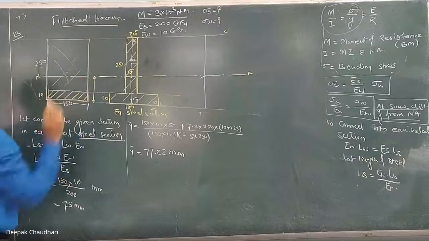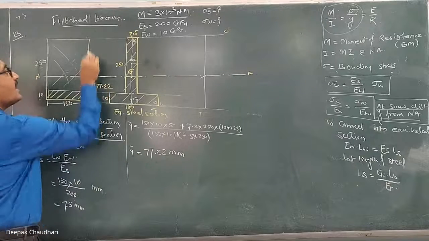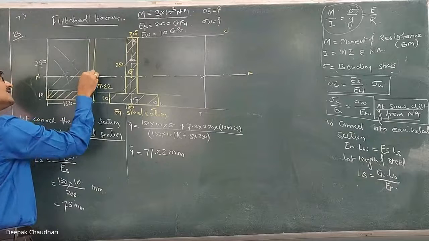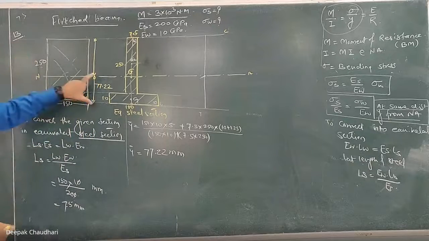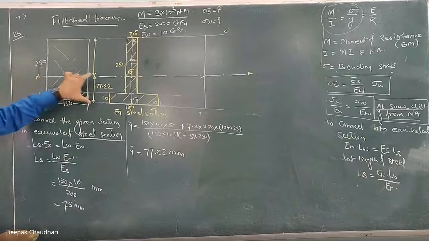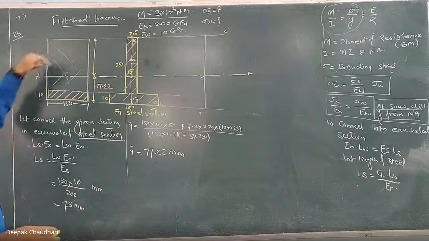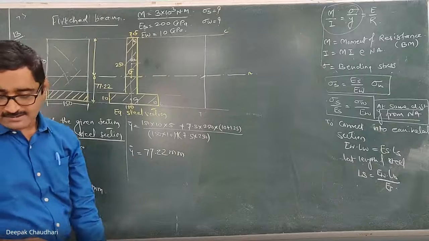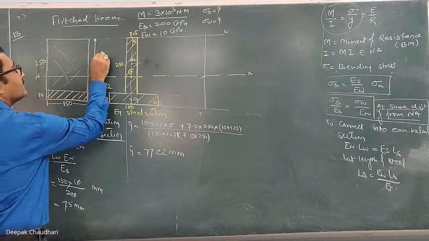How much is this distance? It is 77.22. And how much is this distance? This will be 260 minus 77.22, since the total depth is 250 plus 10. So total is 260 minus 77.22, and you will get this distance from the neutral axis to the top wooden layer. How much is that? Is it 182.78? Yes, sir.